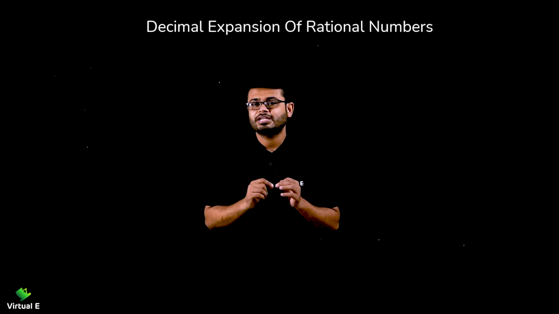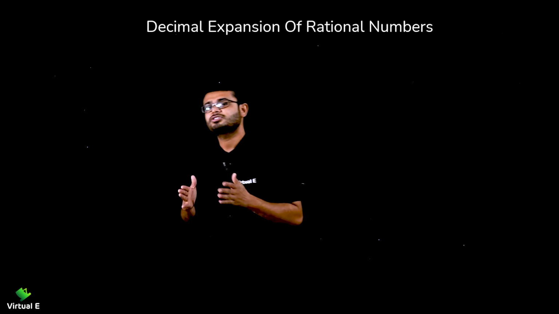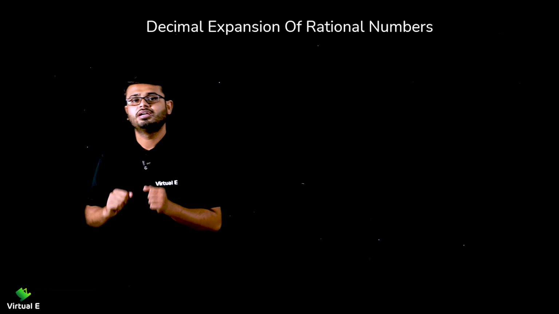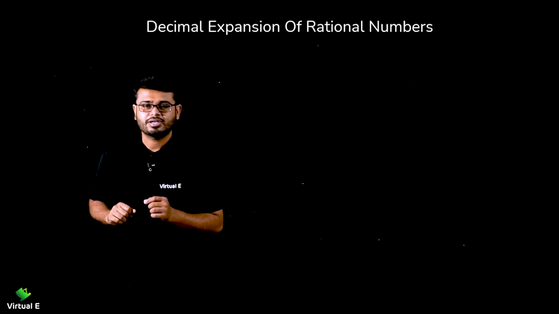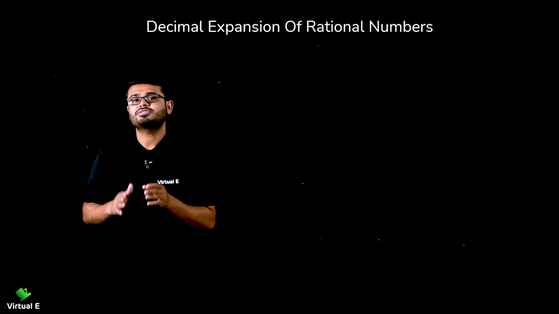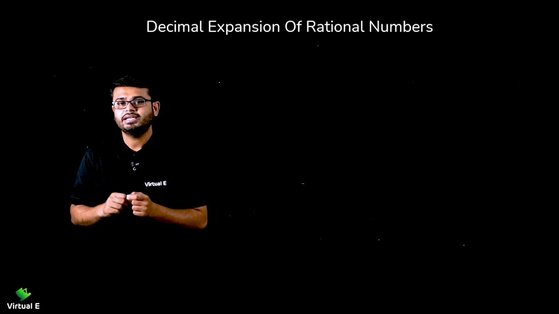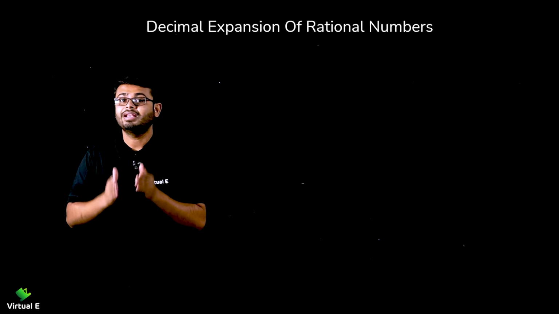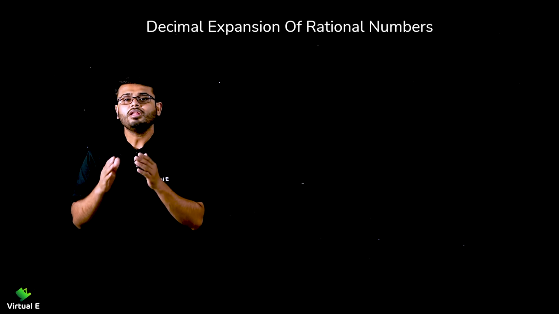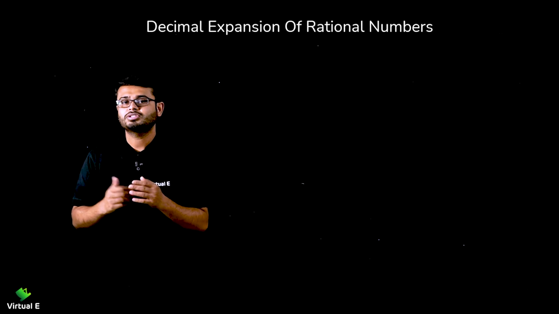So far we learned about the rational number and how to find the rational number between two given rational numbers. Now let's learn about the decimal expansion of it. So decimal expansion of a rational number is classified into two ways. That is, terminating, which means that it will stop, that it will end, or non-terminating, that it will not stop, right?